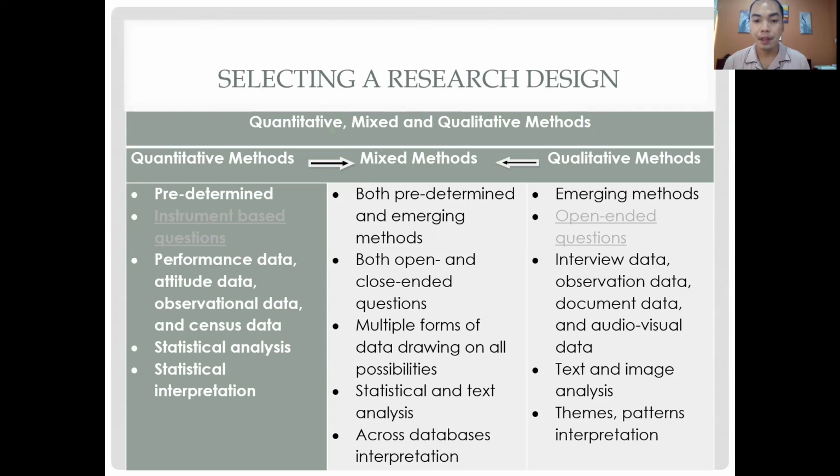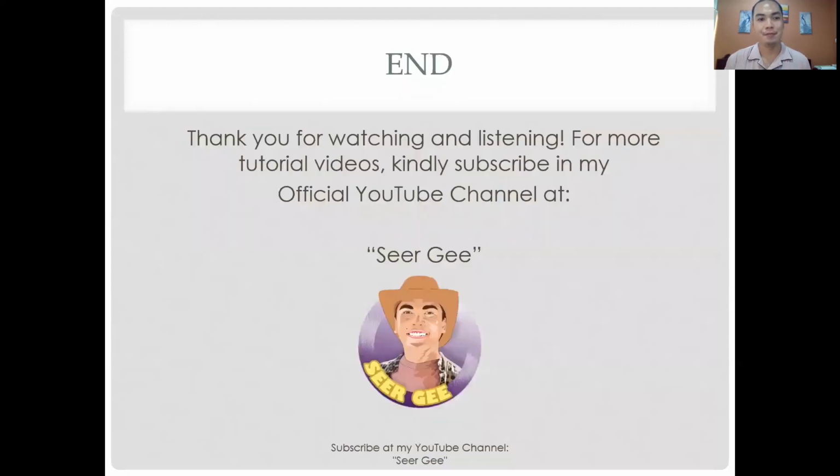Now, quantitative method involves performance data, attitude data, observational data, and census data. Whereas qualitative method deals with interview data, observation data, document data, and audiovisual data. Mixed method uses multiple forms of data, drawing on all possibilities. Quantitative method deals with statistical analysis and interpretation, whereas qualitative method uses text and image analysis, themes and patterns interpretation.